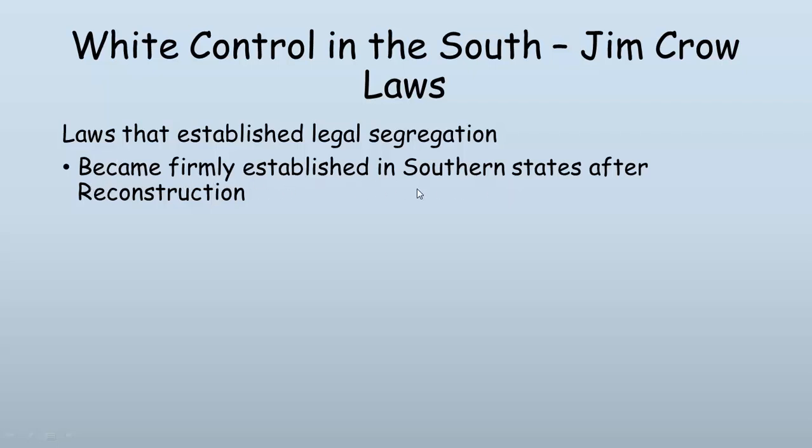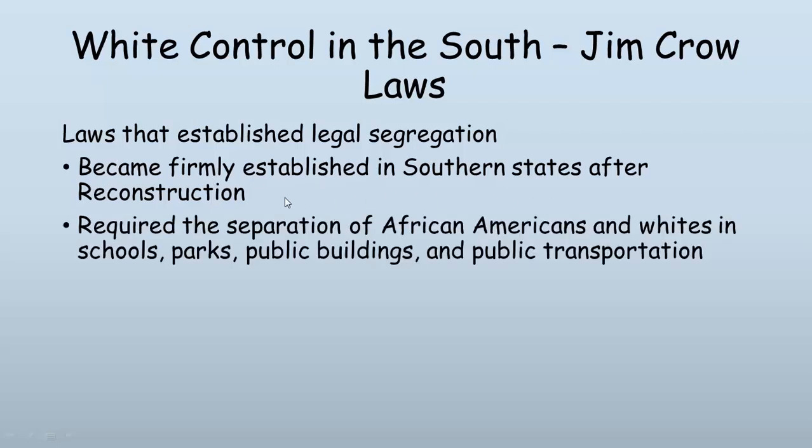They became firmly established down south right at the end of Reconstruction. They required separating African Americans from white people in all facets of life. Well, you give me some examples here, right? Schools, parks, public buildings, public transportation, libraries, theaters, the list goes on and on. So really they wanted to separate white and black people throughout the South during this time period, right?